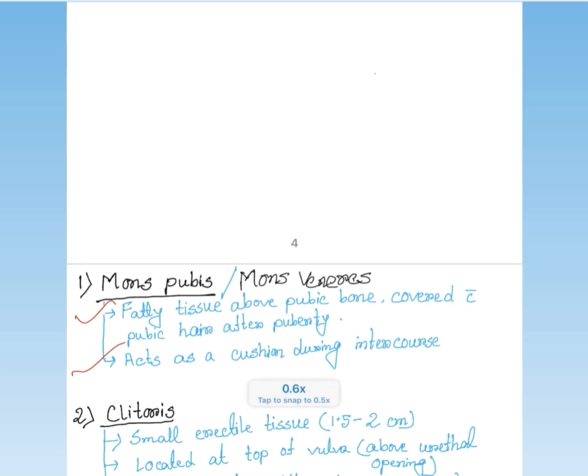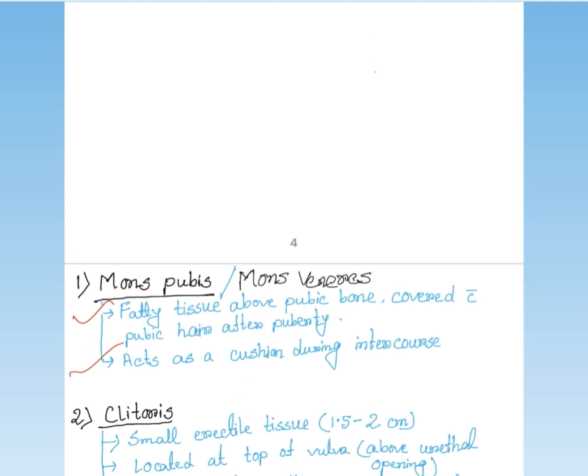Okay, students, what I tell you, or whatever notes or content I am providing you, is more than sufficient for your competitive exams.